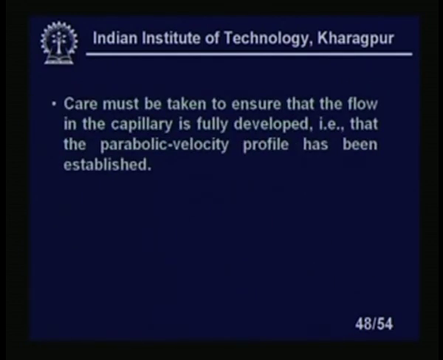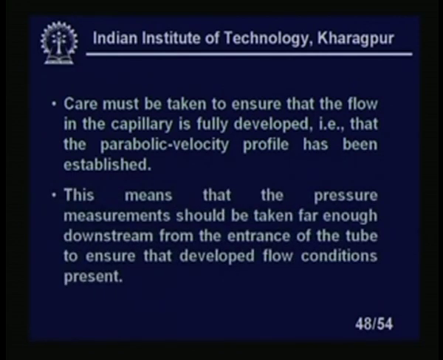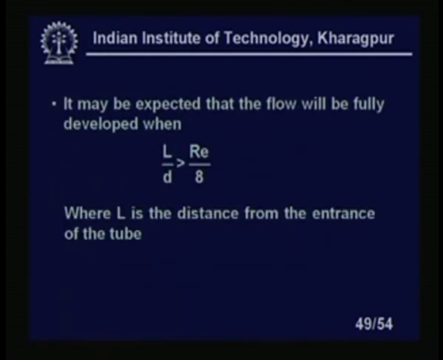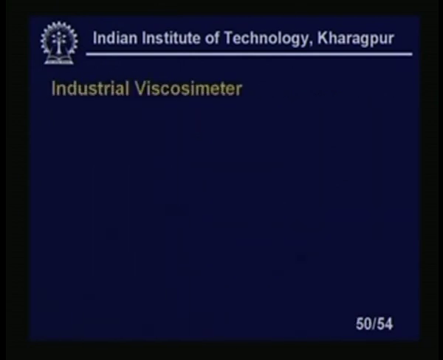Care must be taken to ensure that the flow in the capillary is fully developed, that is, that the parabolic velocity profile has been established. This means that the pressure measurement should be taken far enough downstream from the entrance of the tube to ensure that the developed flow condition is present. It may be expressed that the flow will be fully developed when L by D equals the Reynolds number by 8, where L is the distance from the entrance of the tube.